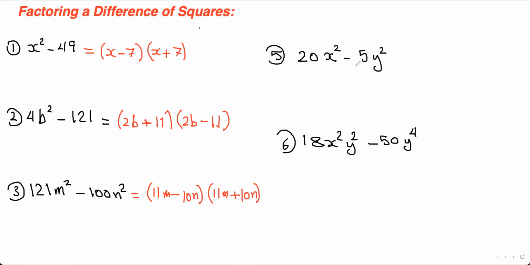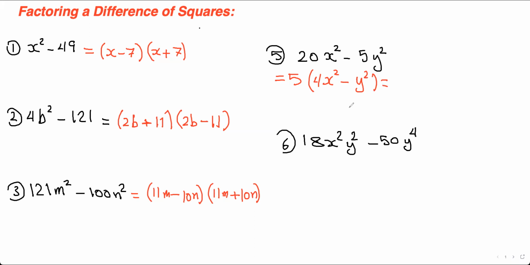Now we get to question number 5. When we look at this, it doesn't meet the conditions we said, where both terms have to be perfect squares. All the other conditions are met, but the 20 and the 5 are not perfect squares. So we go back to what we learned at the start of factoring, the GCF, the greatest common factor. What's the greatest common factor between 20 and 5? It's 5. So I take out 5 as the greatest common factor, and 20 divided by 5 is 4, x squared, and 5 divided by 5 is 1. So we don't even have to write the 1, and you have y squared.